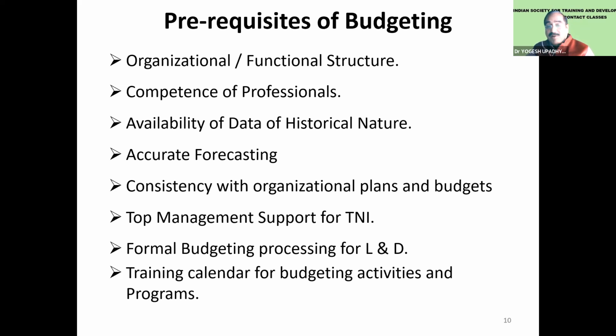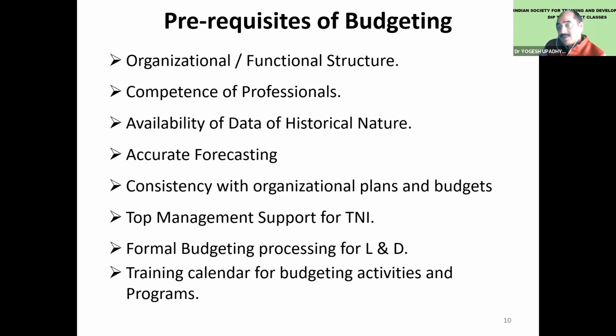Then availability of data of historical nature. Your budget is always built on historical data. If you see any budget, they will give you the figure of last year's, maybe the previous 2 years. So we should have how many programs we did last time and what the cost was, how many people attended the program, and how many people may be there this time, what type of program maybe we can do. So data, and data in such a way that it can be converted into information and can be relied upon. For decision making, there should be that historical data.